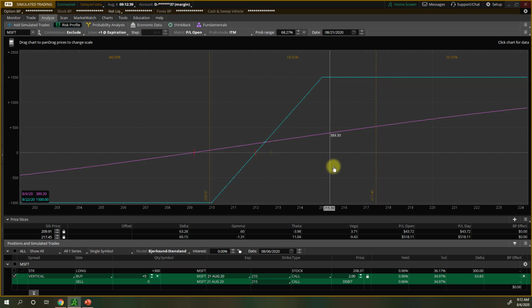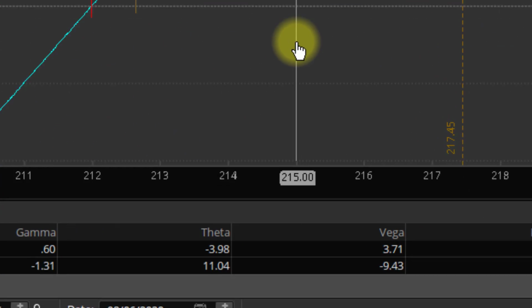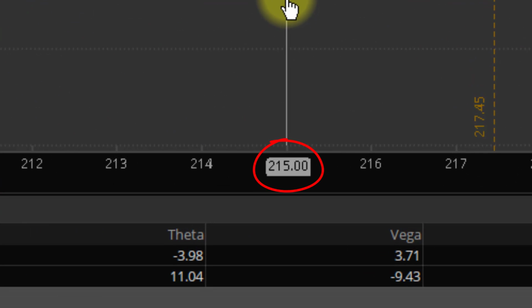Notice that when I move my mouse across the graph, see that white line that's moving? That's my mouse cursor right there, and I can line it up at a stock price down below. So let's line it up down here at about, let's see if we can get exactly 215 right there. Okay, so you see right there is 215.